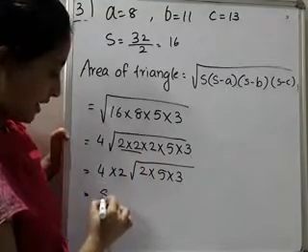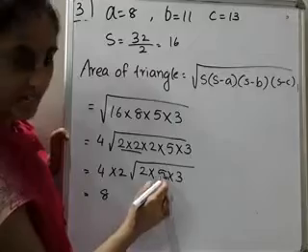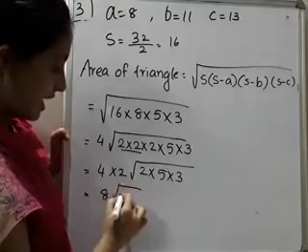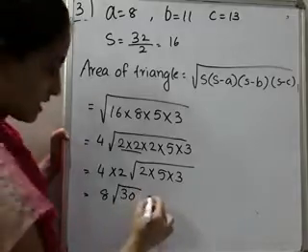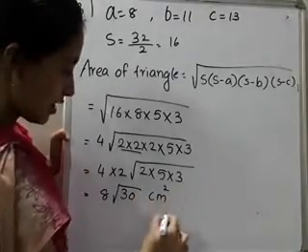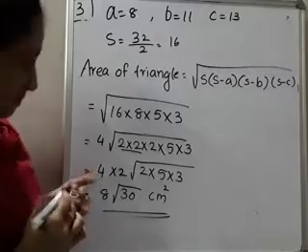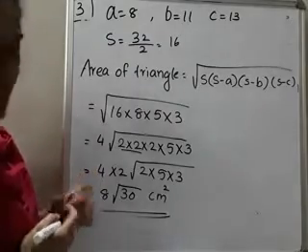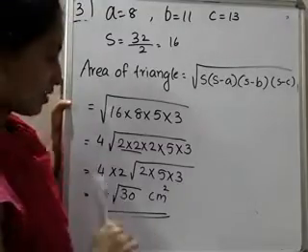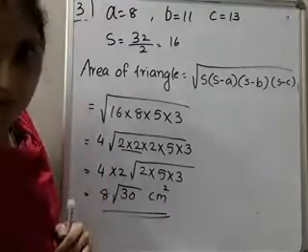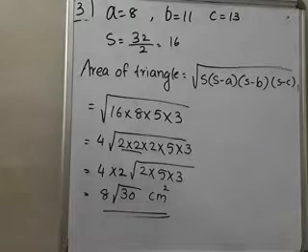What is 4 into 2? 8. Then 2 into 5, 10. 10 into 3 is 30. So 8 root 30. What is the unit? Centimeter or meter? Centimeter square. The unit also you have to mention. 8 root 30 centimeter square. If the value of root 30 is given in the question, you can apply it. Otherwise, this much is enough. Okay, so please write down.